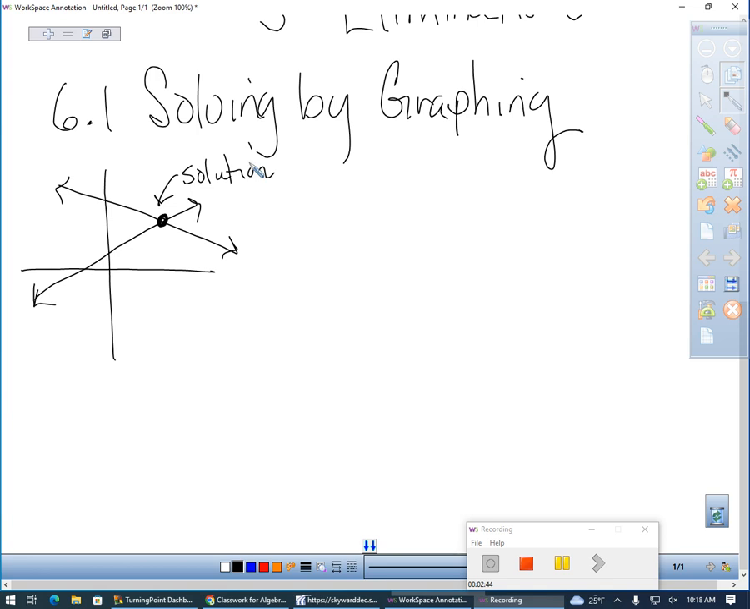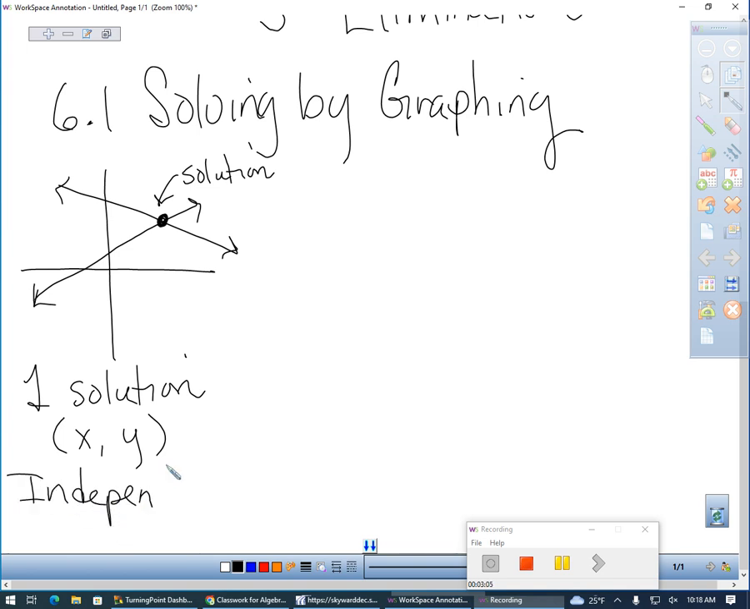So if I have a system where the 2 lines intersect, it has one solution, which that solution is always written as a coordinate x and then y. And we call this type of system an independent. So that's option 1.